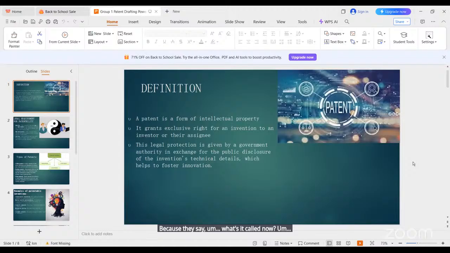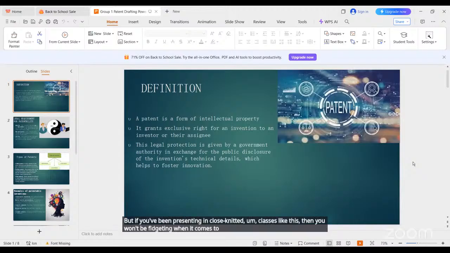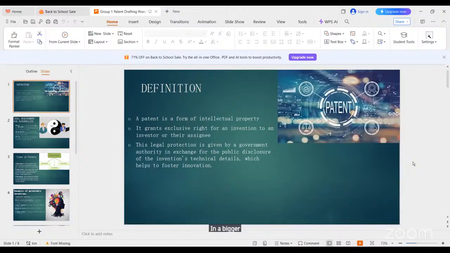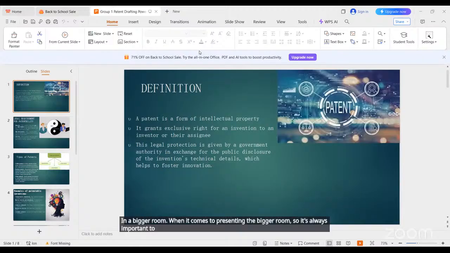Practice makes perfect, right? You might be in a different room one day and you are left with no other option than for you to present. But if you've been presenting in close-knitted classes like this, then you won't be fidgeting when it comes to you presenting in a bigger room. So it's always important to try as much as possible. And I think what the group can do is try to rotate presenters.